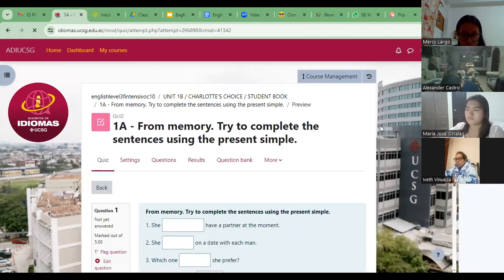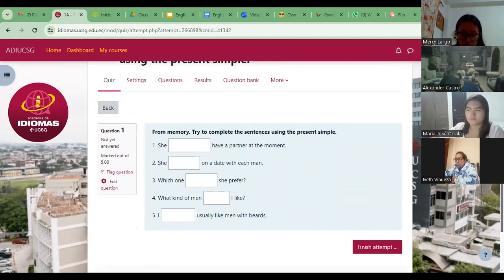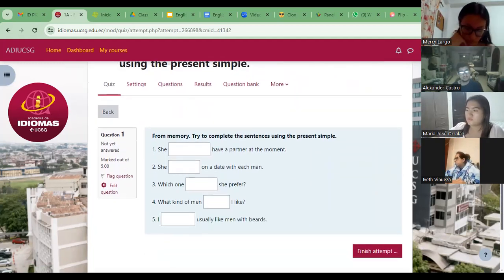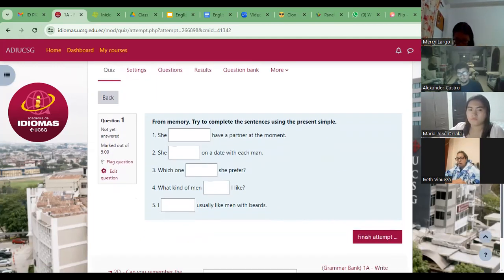That's why I wanted you to do the game, just like a refresh of this that you might know already, and here this will be a quiz. And this is the first quiz on the grammar section. So now, this is about Charlotte, about the reading, okay? So from memory, that's why they want you to remember about Charlotte's story. Try to complete the sentences using the present simple. So how can we complete these statements about Charlotte using present simple?